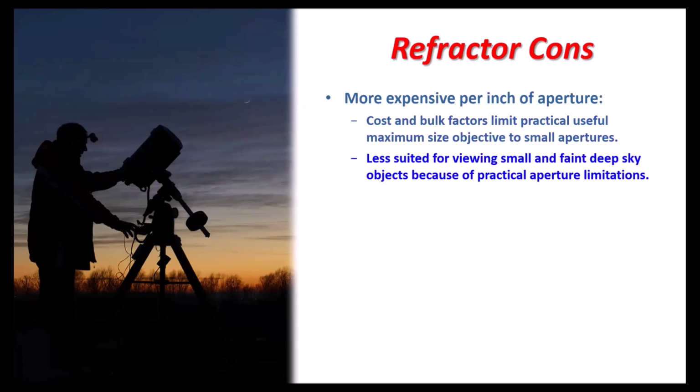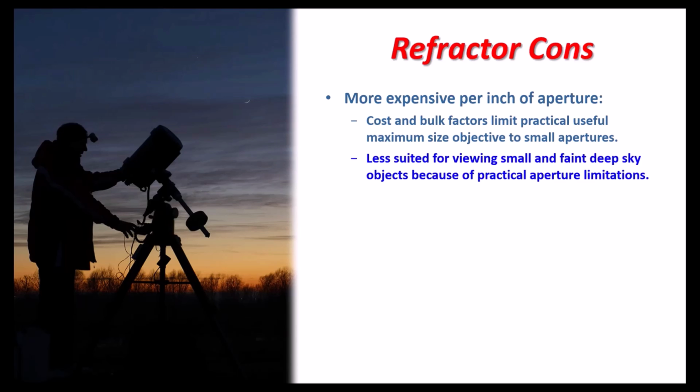Because refractors are limited in aperture, they are less suited for viewing small, faint, deep sky objects, because with faint, fuzzy galaxies, you want as much aperture as you can. So refractors aren't the ideal thing for that.